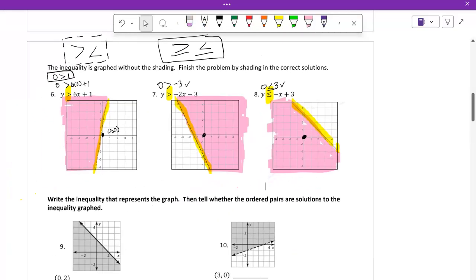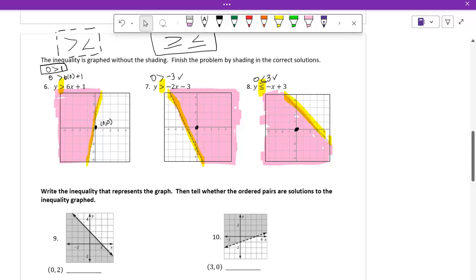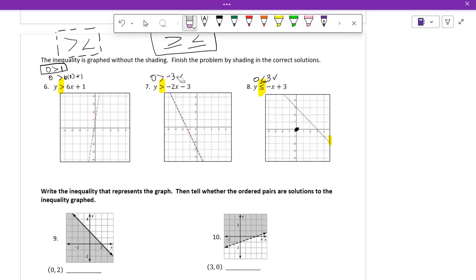Now, if you're like me, you don't want to have to plug in points every time. So I'm going to show you another thing that I do. So if you're like, hey, Mrs. Hoppy, I don't want to do that extra math. Here I have y is greater than 6x plus 1. I'm going to highlight my line. Greater than means it goes above. Above, above. So this is the region that should be shaded.